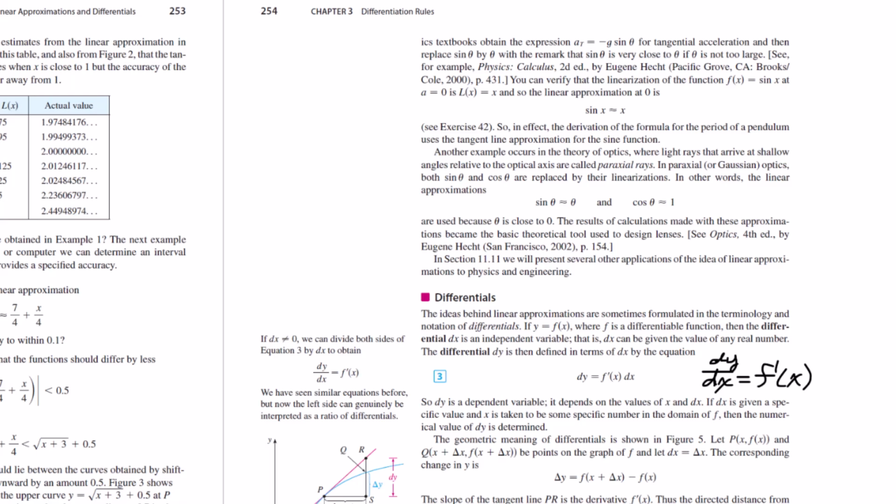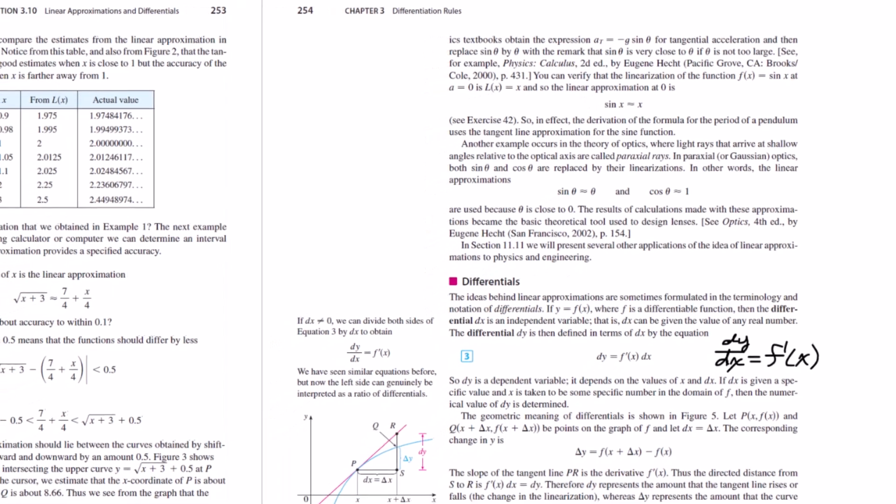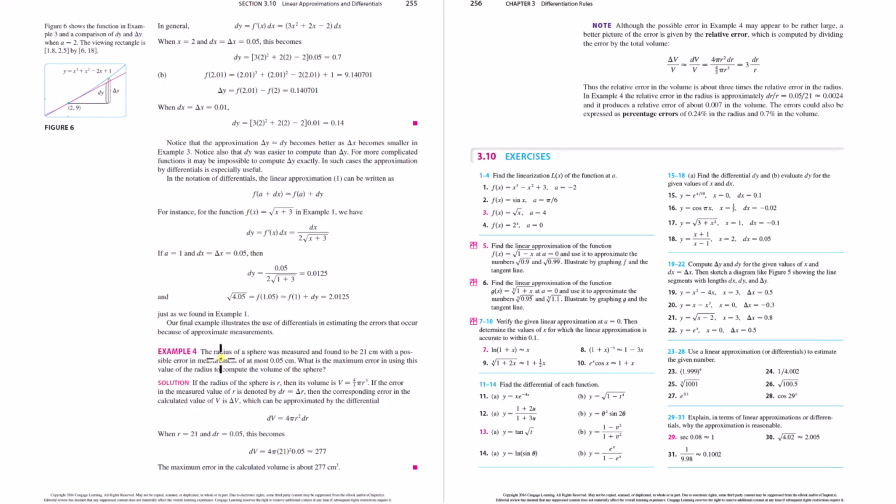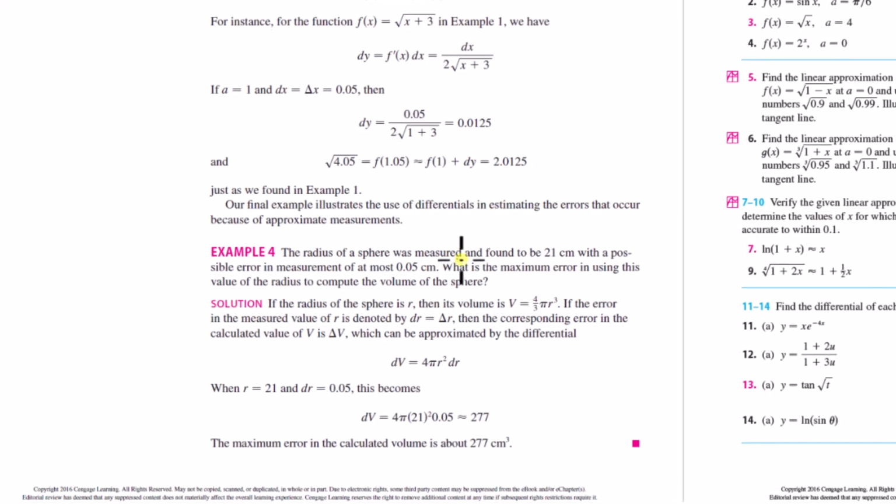Okay, so they give an example here where you have this function here, and your central point is 2, and then you're going to 2.05. And they say, okay, what's delta x? What's dx? What's delta y? What's dy? And they do the same thing here. So we're going to work examples like this. Okay, and you can also think about how you can get an idea of the error by doing what? What's the error? It would be the absolute value of dy minus delta y. Okay, this last example here says that the radius of a sphere was measured and found to be 21 centimeters with a possible error in measurement of at most 0.05 centimeters.